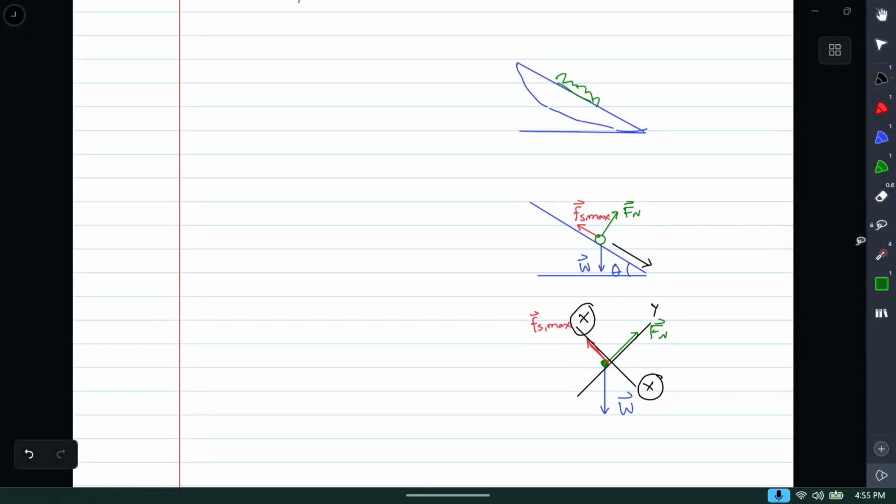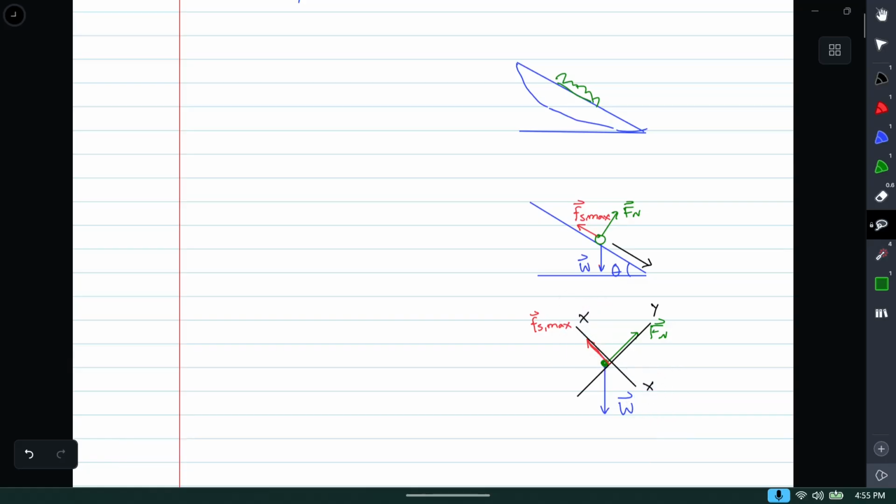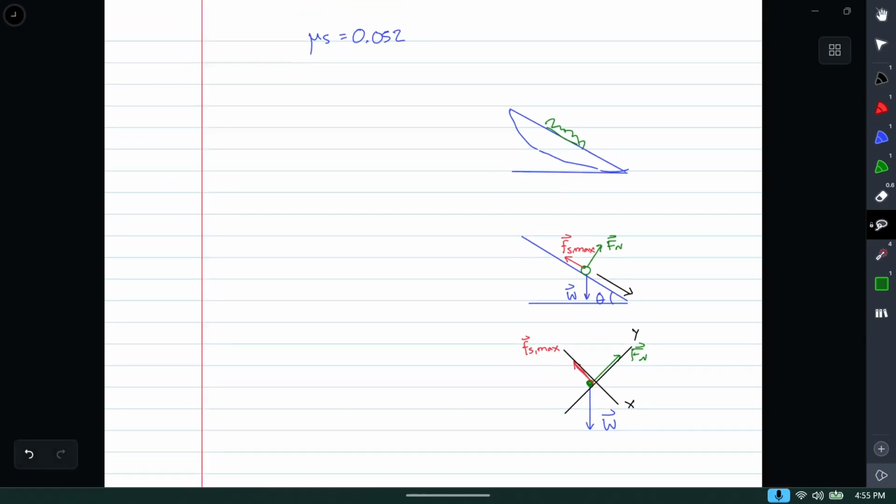But okay, so we've labeled our free body diagram. I'm going to choose down the ramp as my x, because it's more like what we're used to. But again, it's a choice. I could have done it the other way.